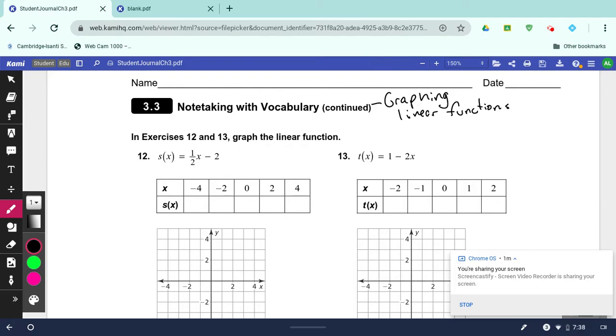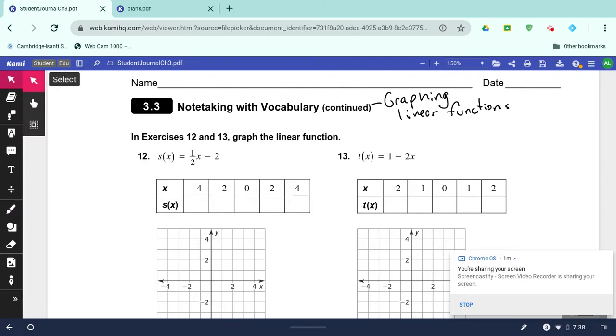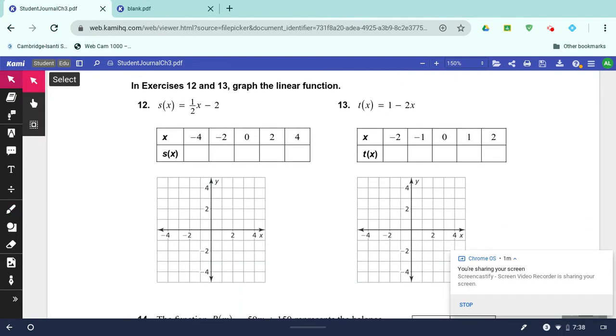All right, so it says in exercises 12 and 13, graph the linear function. So just a quick note, when I ask you to graph something, you're going to have some graphing questions in your homework. If at all possible, see if you have any graph paper. In general, that's how I'm going to ask you to do any graphing questions. If you don't have any, you're at home, that's fine. You can do it on notebook paper just for today, but just try and make it as legible as possible.